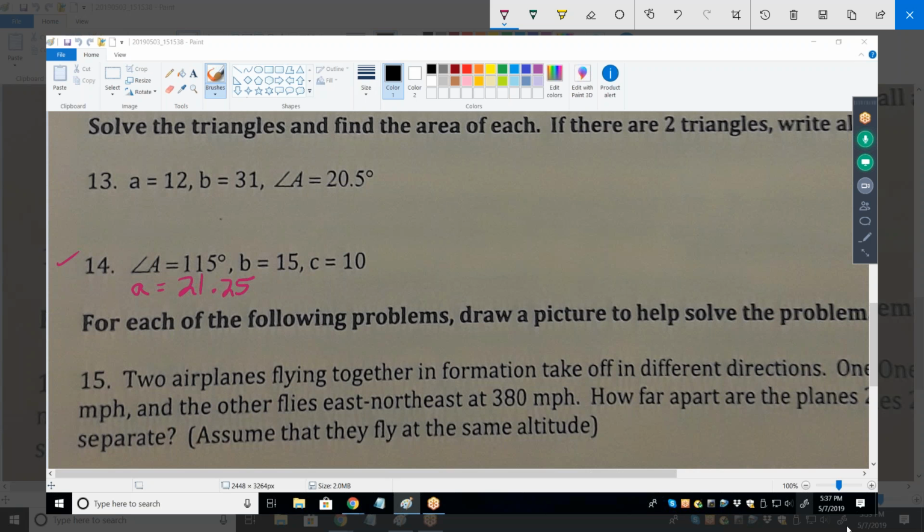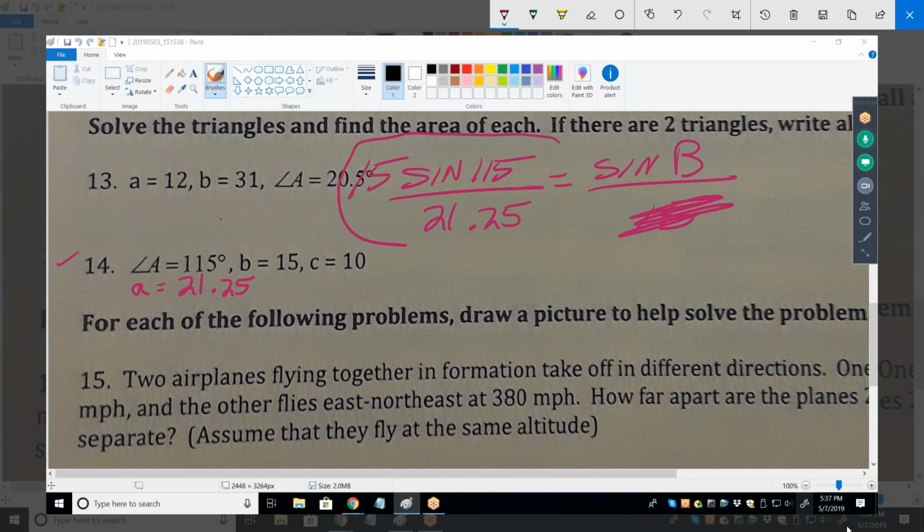Let's just do sine of 115 over 21.25 equals sine of B over 15. Okay. And now multiply both sides by 15. So the sine of B equals that. What's your calculator tell you that is?